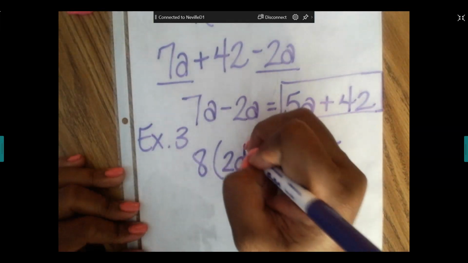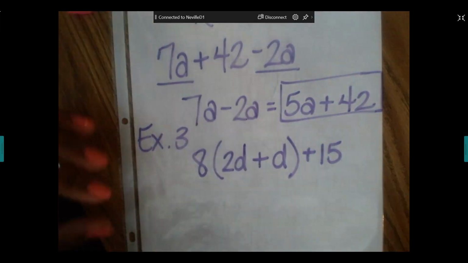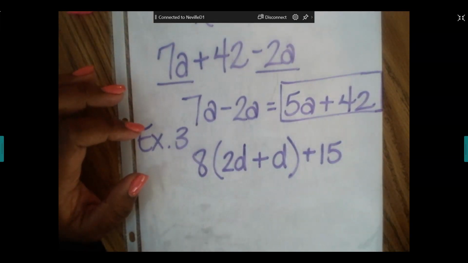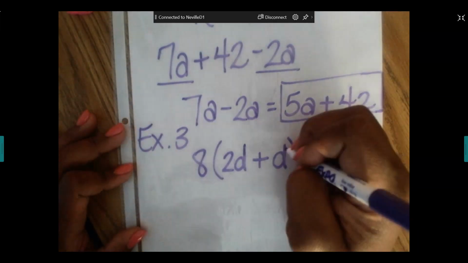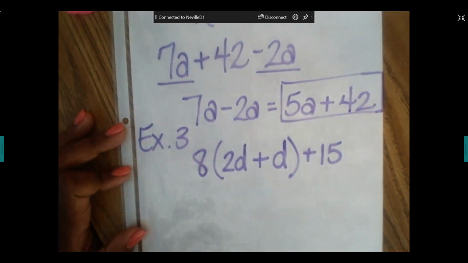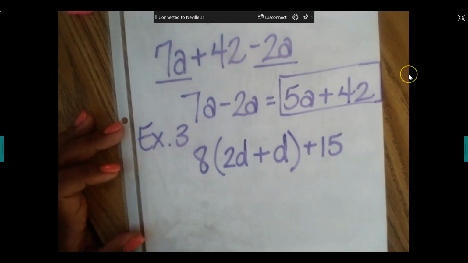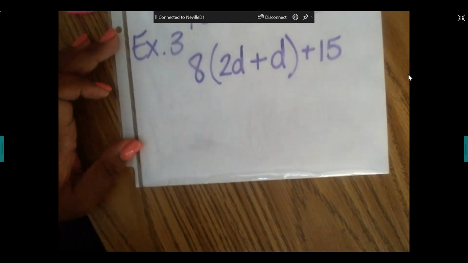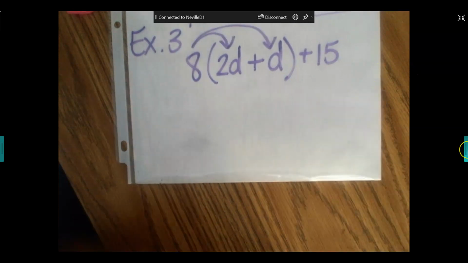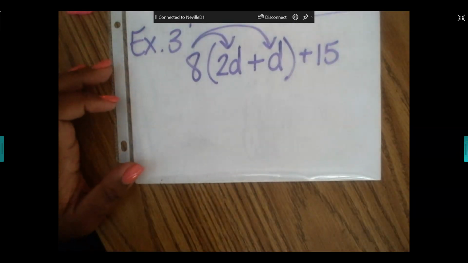8 times 2D plus D plus 15. Let's start working this out now. All right, my dears, looking good.